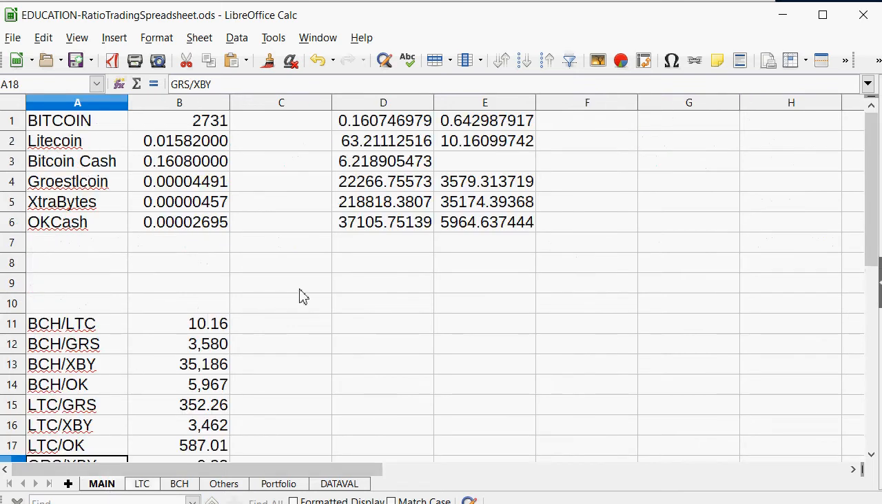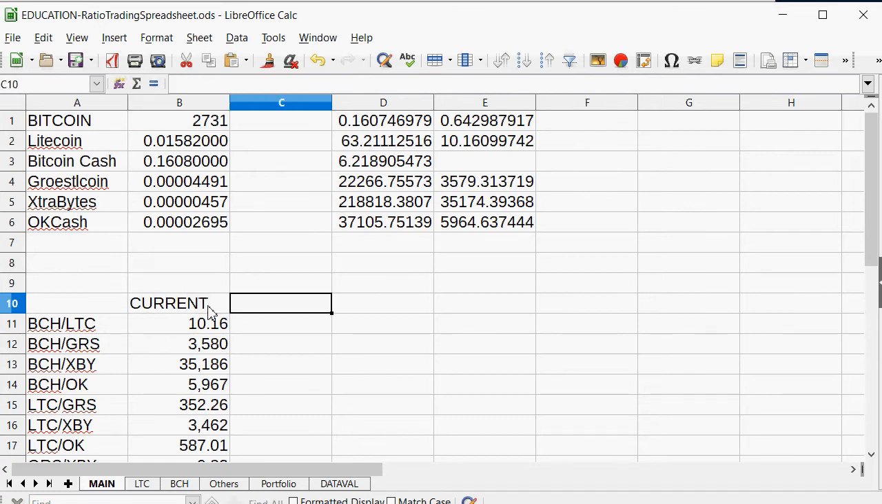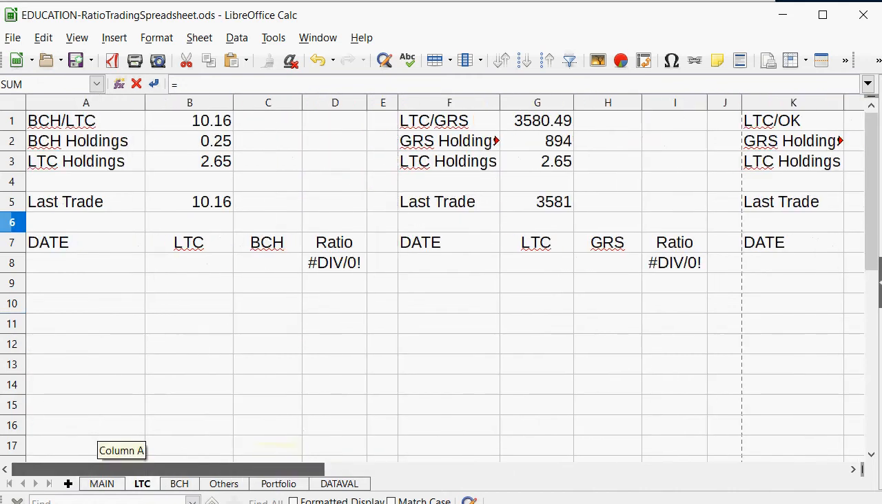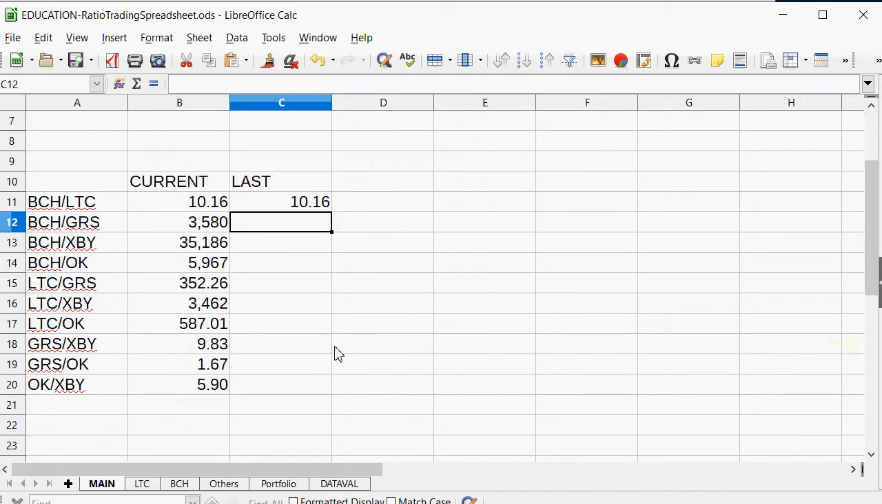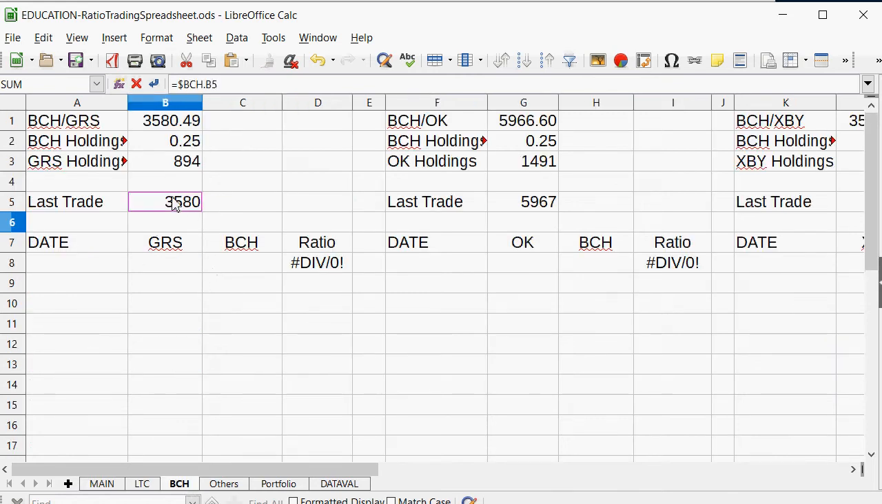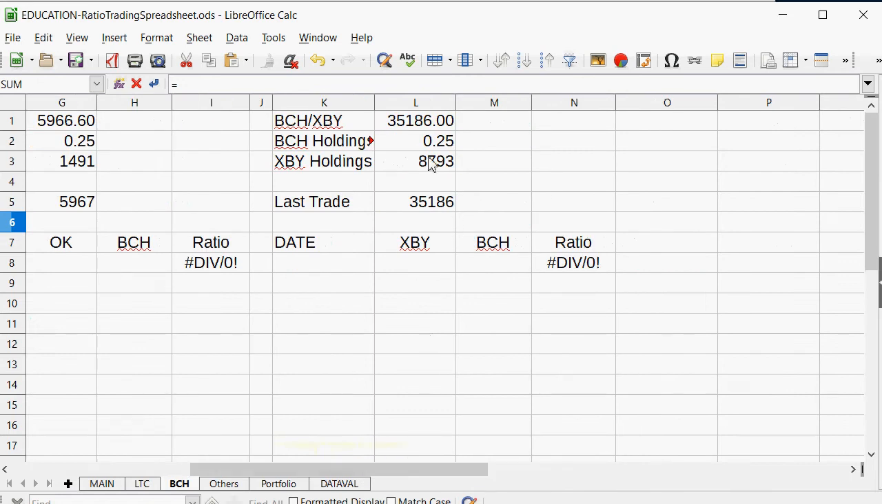In the main page, what I want to put in here, we got the ratio here. So we'll say current price here and last trade. So let's put last even. So Bitcoin Cash LITECOIN, I would go like this. I'm going to go to the LITECOIN section. And on last trade, I'm just going to equal that. So when I manually put that in, it's just going to do that. So Bitcoin Cash GRS, if I go to that, I know it's in the Bitcoin Cash section. And it is right there. And so on and so forth. I'll pause the tape after this one to the final one, but you can see it's the same thing for every single one.